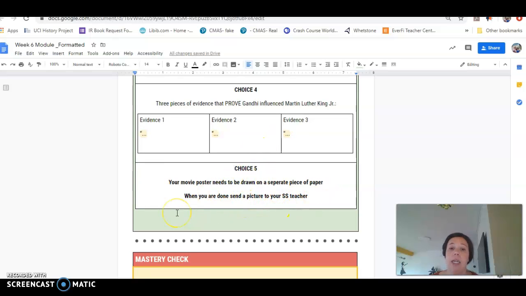Again, it needs to be completed on a separate piece of paper. When you're done, you're taking a picture and sending it to me, your social studies teacher. That's Miss Wynn. You can also send it to Mr. Marsh if you wanted to do that. That's okay with me.